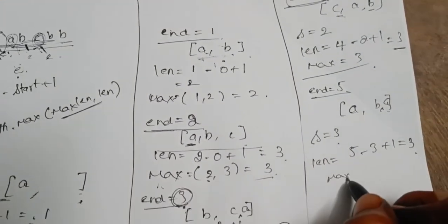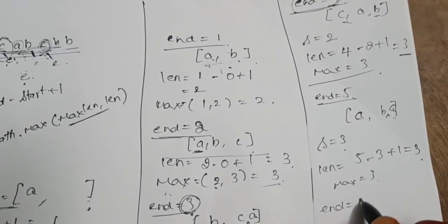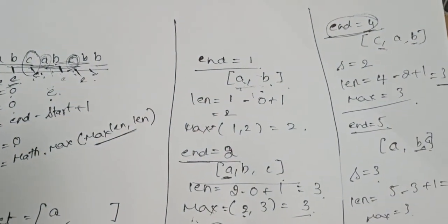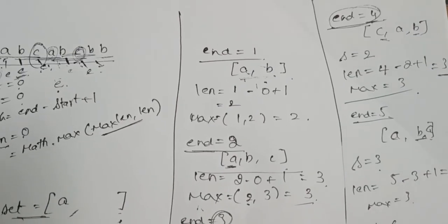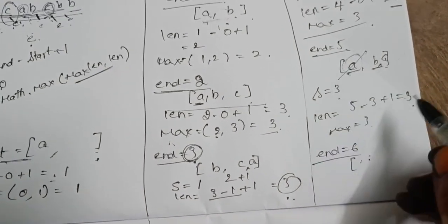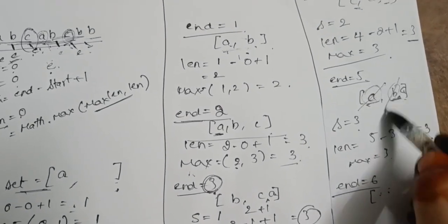And my max length also remains same as 3. Now my end is at 6. It is incremented to 6, where it is a B. B already present here. So I am going to remove the element from the right. So I'll be removing the A. So from the start I removed A, but still B is present here. So I am removing B.